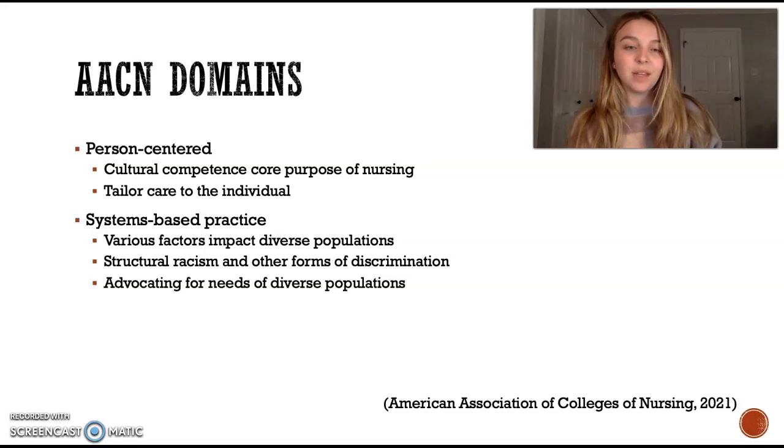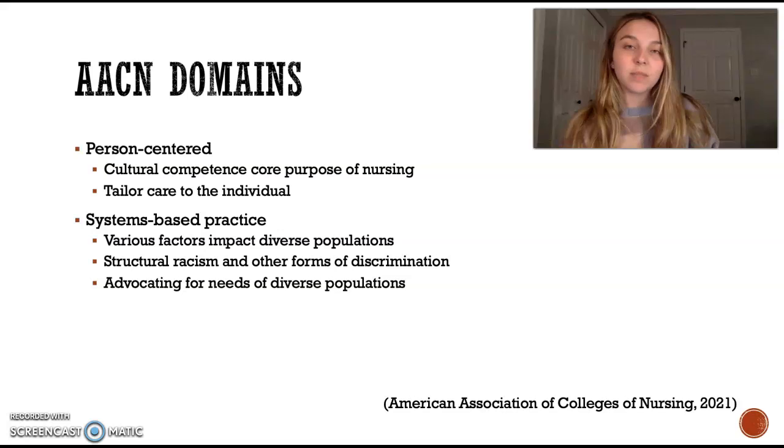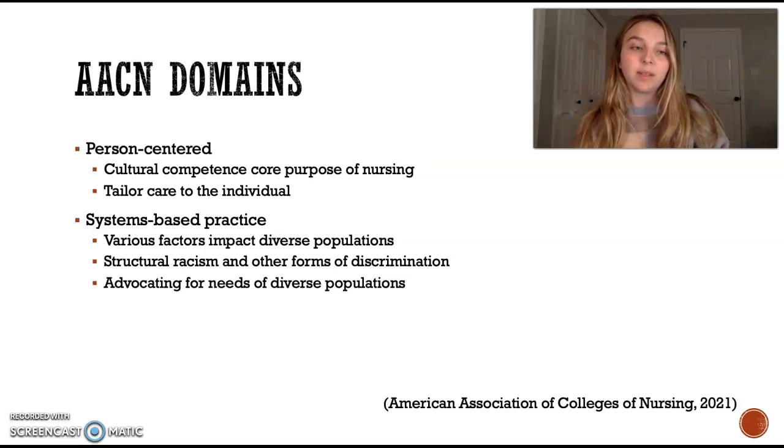When we look at system-based practices, we need to understand that we live in a complex system of healthcare, and we need to consider the impact of various factors on diverse populations. We also need to evaluate structural racism and other forms of discrimination, and we need to advocate for the needs of diverse populations.